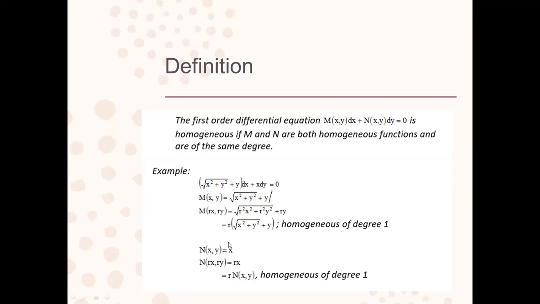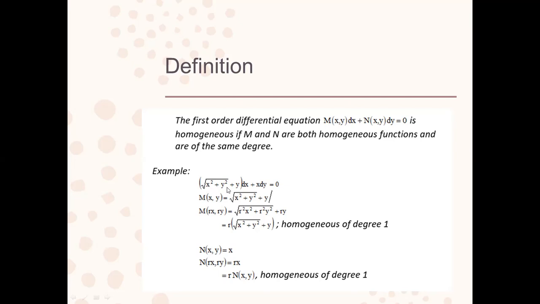So I have placed in here another example. Let's say you're given this particular differential equation, the square root of x squared plus y, all multiplied to the differential of x plus x dy equal to 0. Before you even try to solve this using the homogeneous differential equation technique, check first whether M is homogeneous and N is homogeneous. So M is the coefficient of the differential of x and N is the coefficient of the differential of y. So let's do that.